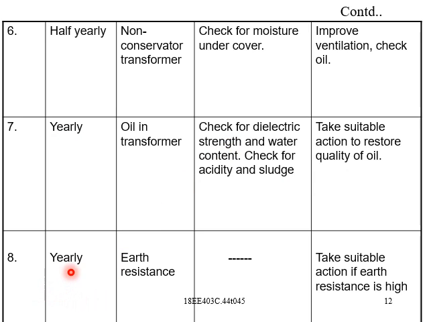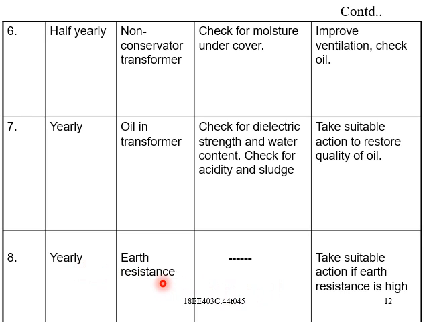The eighth one is also a yearly inspection. It is for earth resistance, because every transformer should be earthed. There are a minimum of 3 to 4 earthings: one for the structure, one for the transformer, another for the neutral, and another for equipment and all those things.